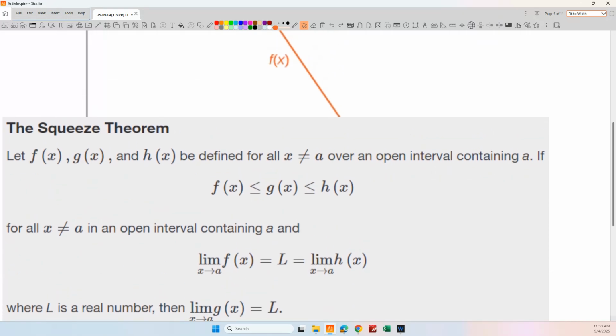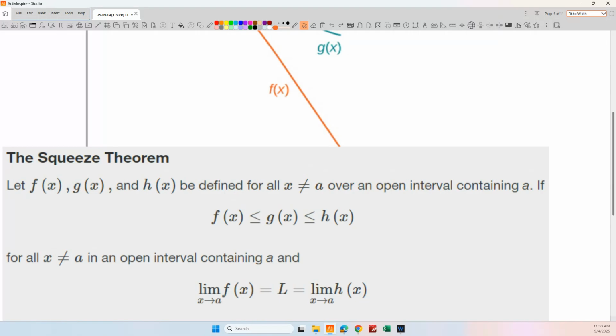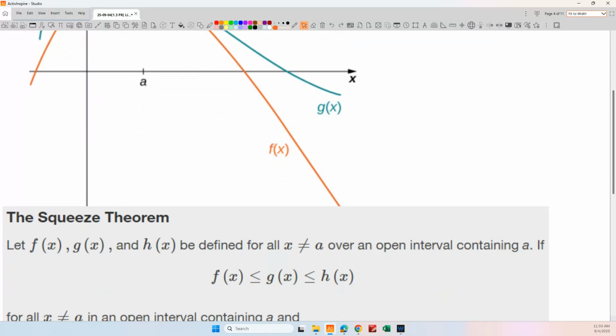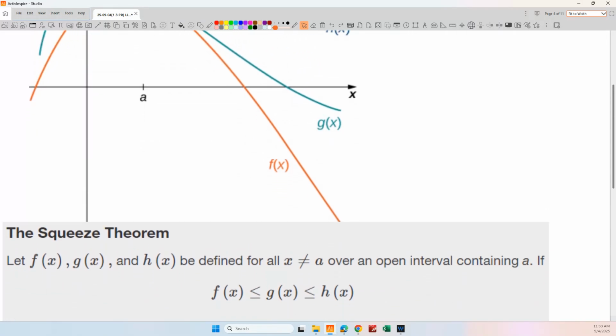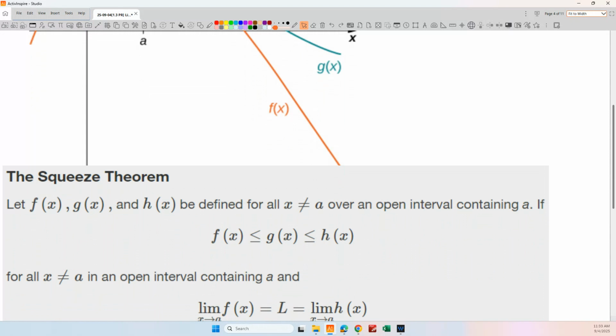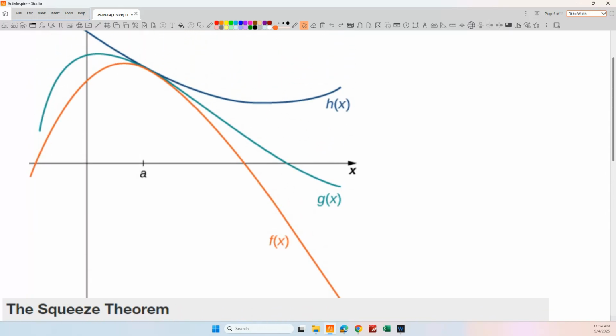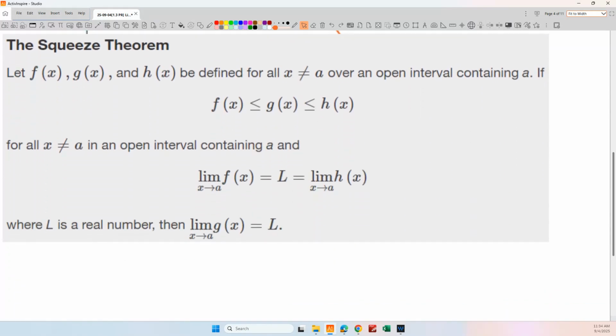So if this is true, for all values of x not equal to a, f of x is defined as the bottom function, g of x is the middle function, and h of x is the top function. In other words, g of x is going to be greater than or equal to f of x and less than or equal to h of x on that interval. So they don't cross over each other at any place. They'd have to look like that. Okay?